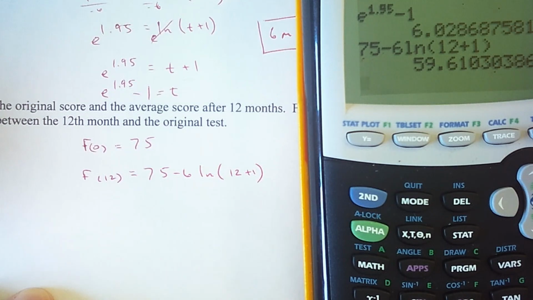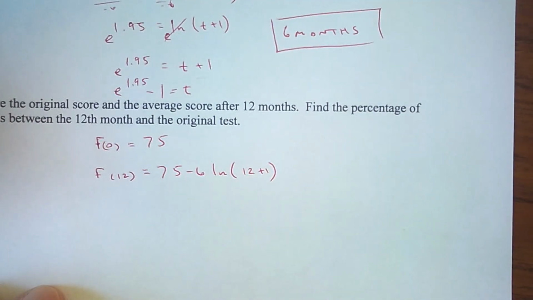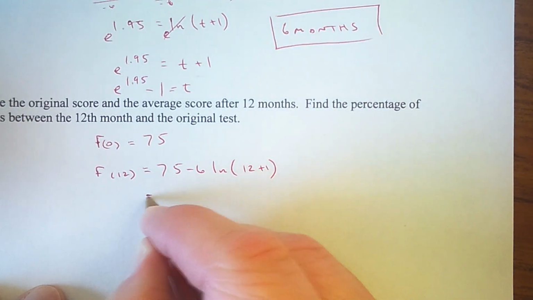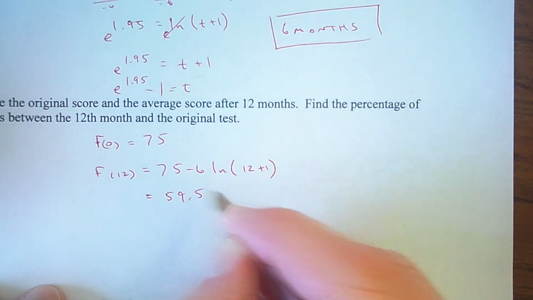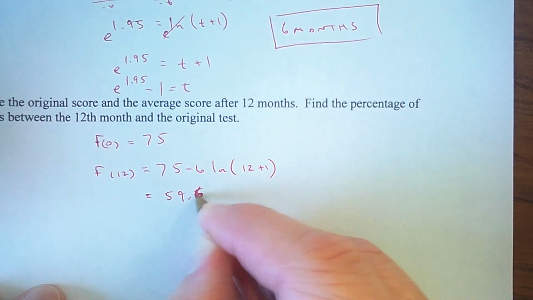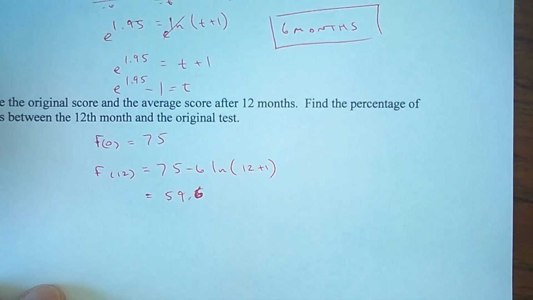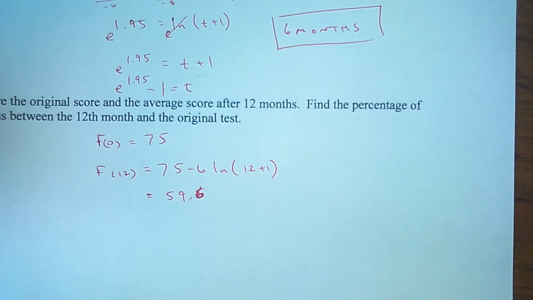And that would be 59.6. So the average score after 12 months is 59.6. Okay, now I can't just subtract those and say that that's the percent of loss. That would be the raw score loss. But the percent loss is calculated by finding the difference and dividing by the original.